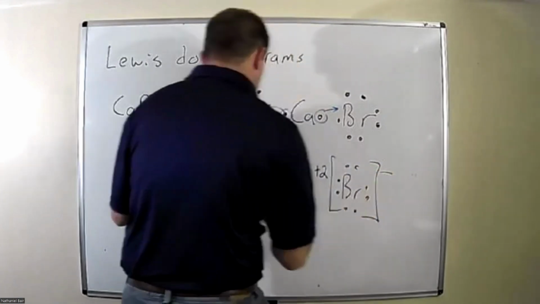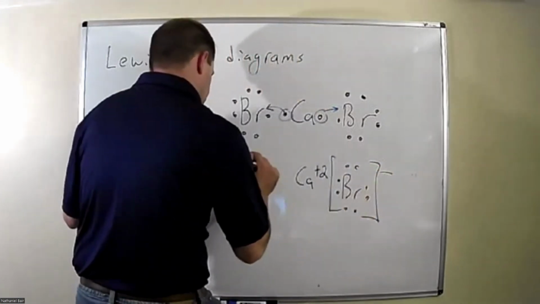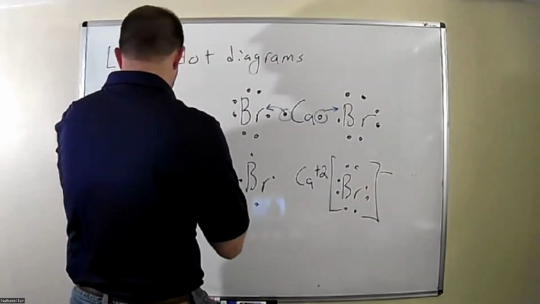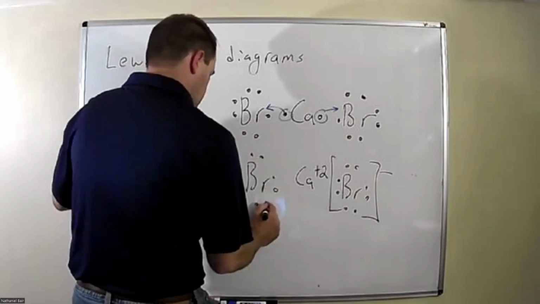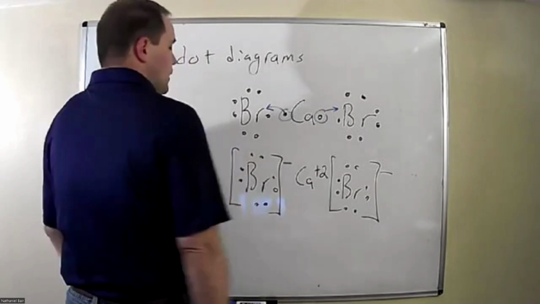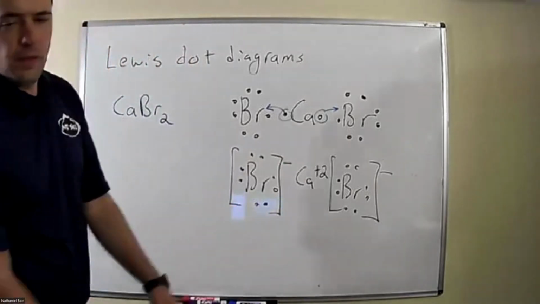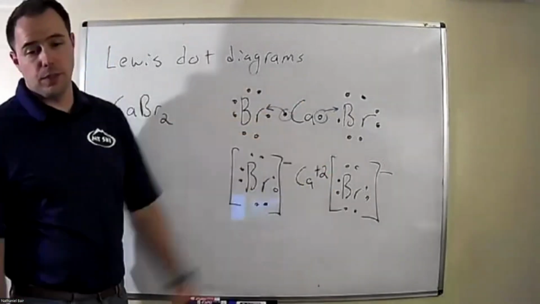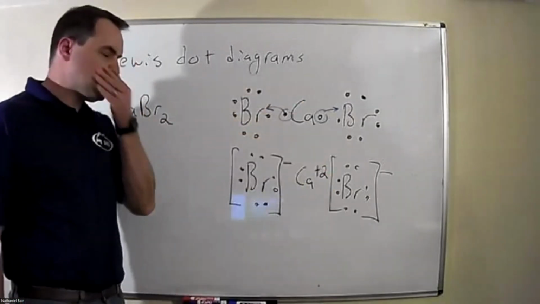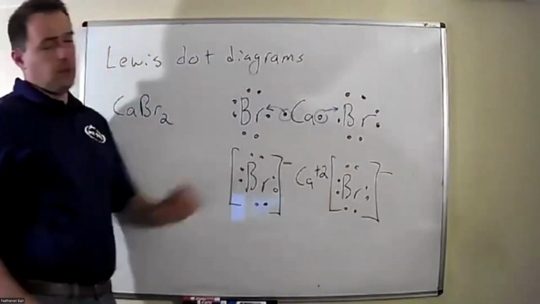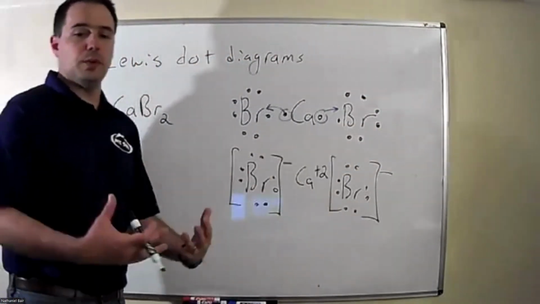So they now have a minus 1 charge each. There's our ionic Lewis structure for calcium bromide. I want to see the whole thing. Like on a test, if I asked you to do an ionic Lewis structure, I want to see, circling the dots that are moving, and I want to see what's left afterwards, because you're showing what's happening here.